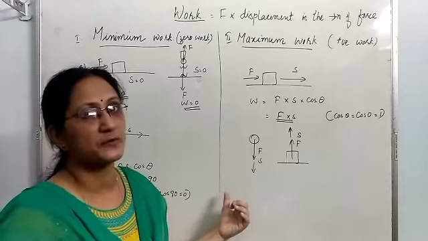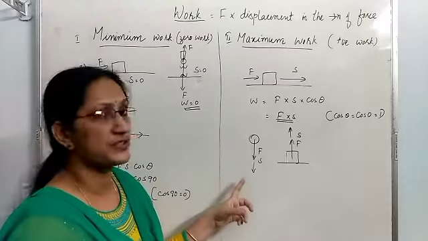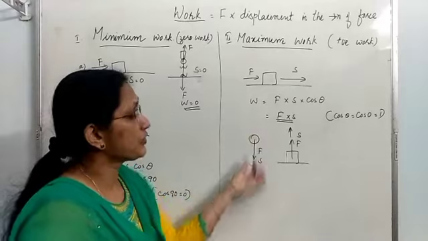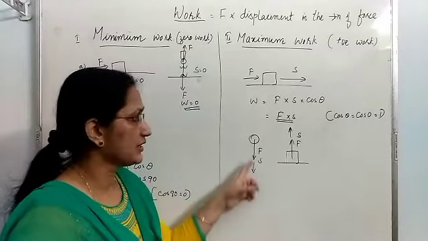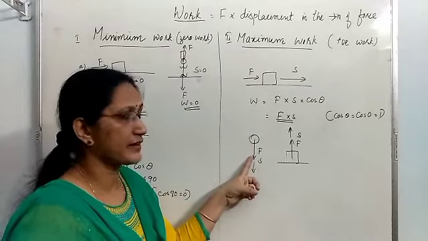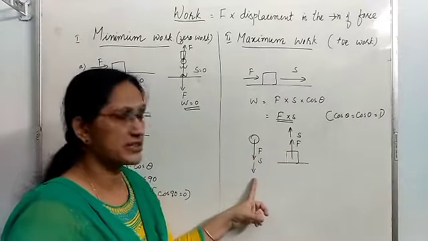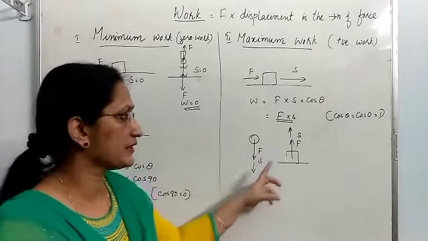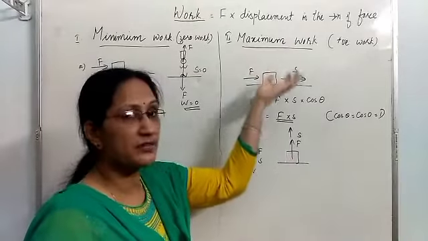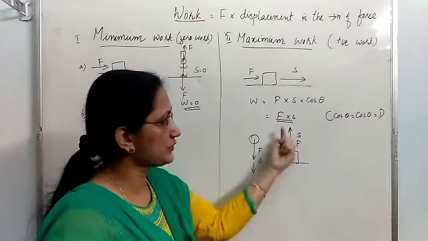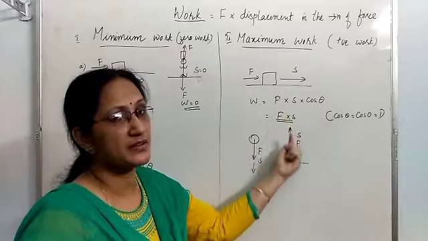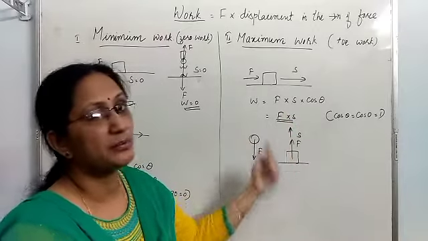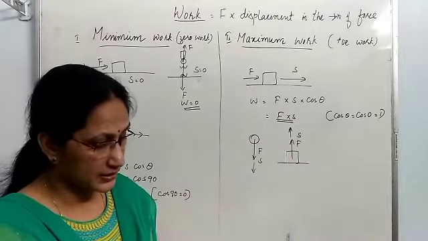Some more examples for maximum work or positive work. When a body falls downward towards earth, the gravitational force acts in this direction. The displacement is in the same direction, so maximum work is done. Another example: you are throwing a body vertically upward, so the direction of the force and the direction of displacement are the same. In that case also, maximum work is done.